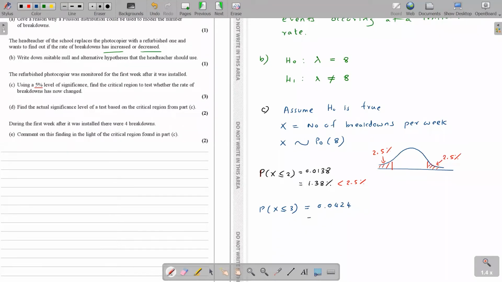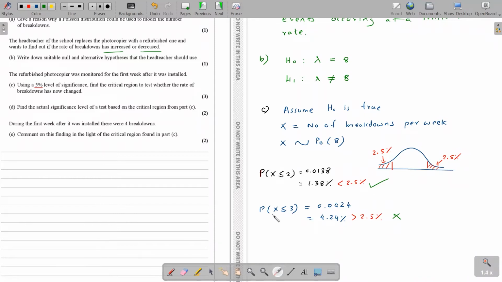0.0424, which is 4.24%. And therefore, what do you see? It is jumping outside your critical region. So therefore, what should be the critical region in that case? This one is jumping outside, so we can't take that. So this is correct. Then our critical values in the left tail are going to be x equals 0, 1, and 2.